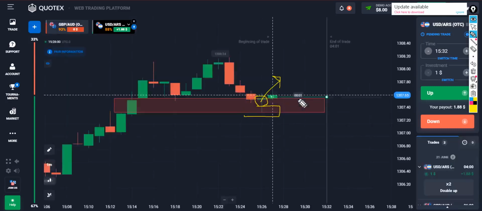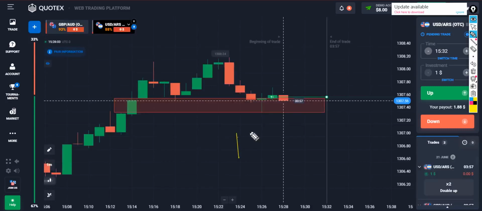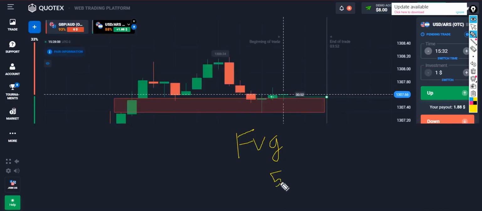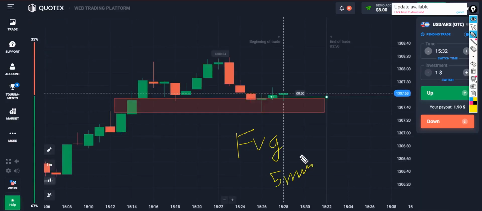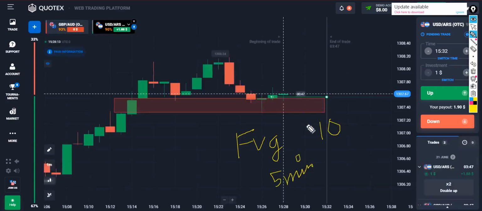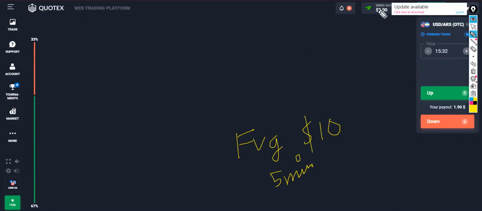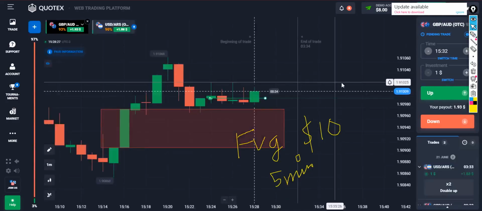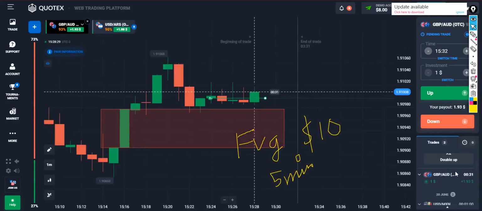Let's see, today we will only use fair value gap, and we're gonna take 5 minutes trades. We started from 10 USD. We have 1 hour. We will trade for 1 hour and see if we can take it to 15. So let's see what is happening with the other one. It has 31 seconds still, so let's see what happens.